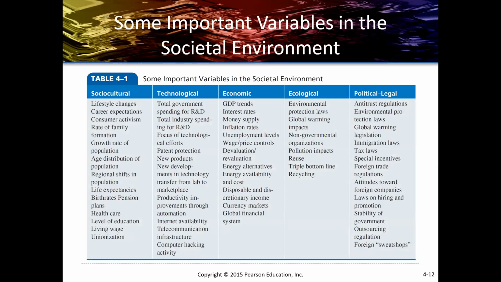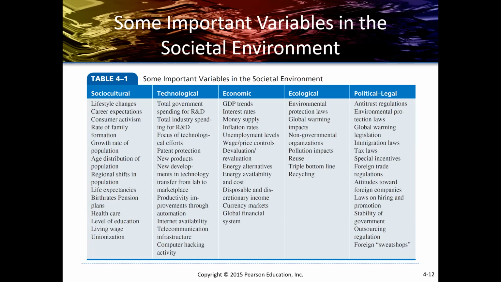Table 4.1 is an example of how you guys can use it, kind of a checklist, where you can try to understand what type of topics you should try to understand in each one of the categories. For example, sociocultural.